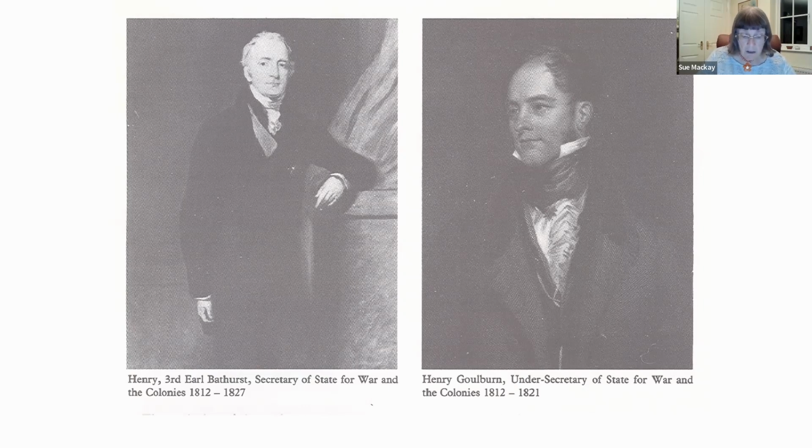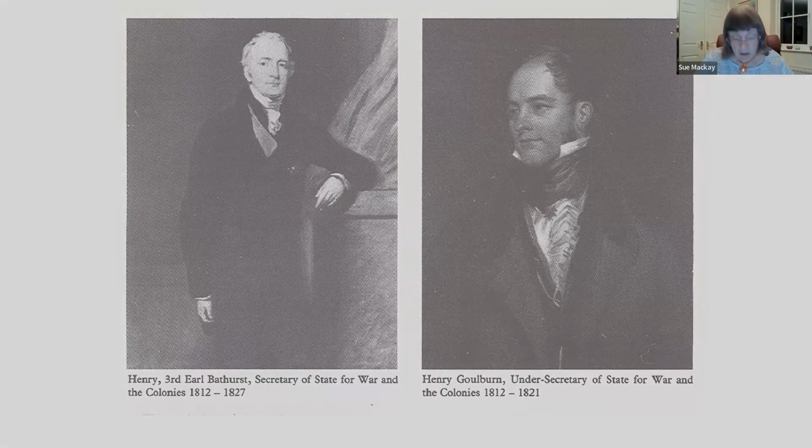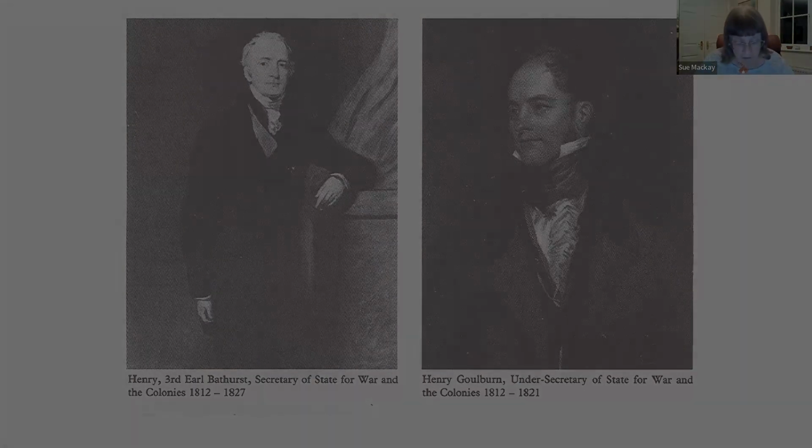His deputy at the Colonial Office was Henry Goulburn. It was to these two men that all applications to emigrate to the Cape of Good Hope were written between July and December 1819.